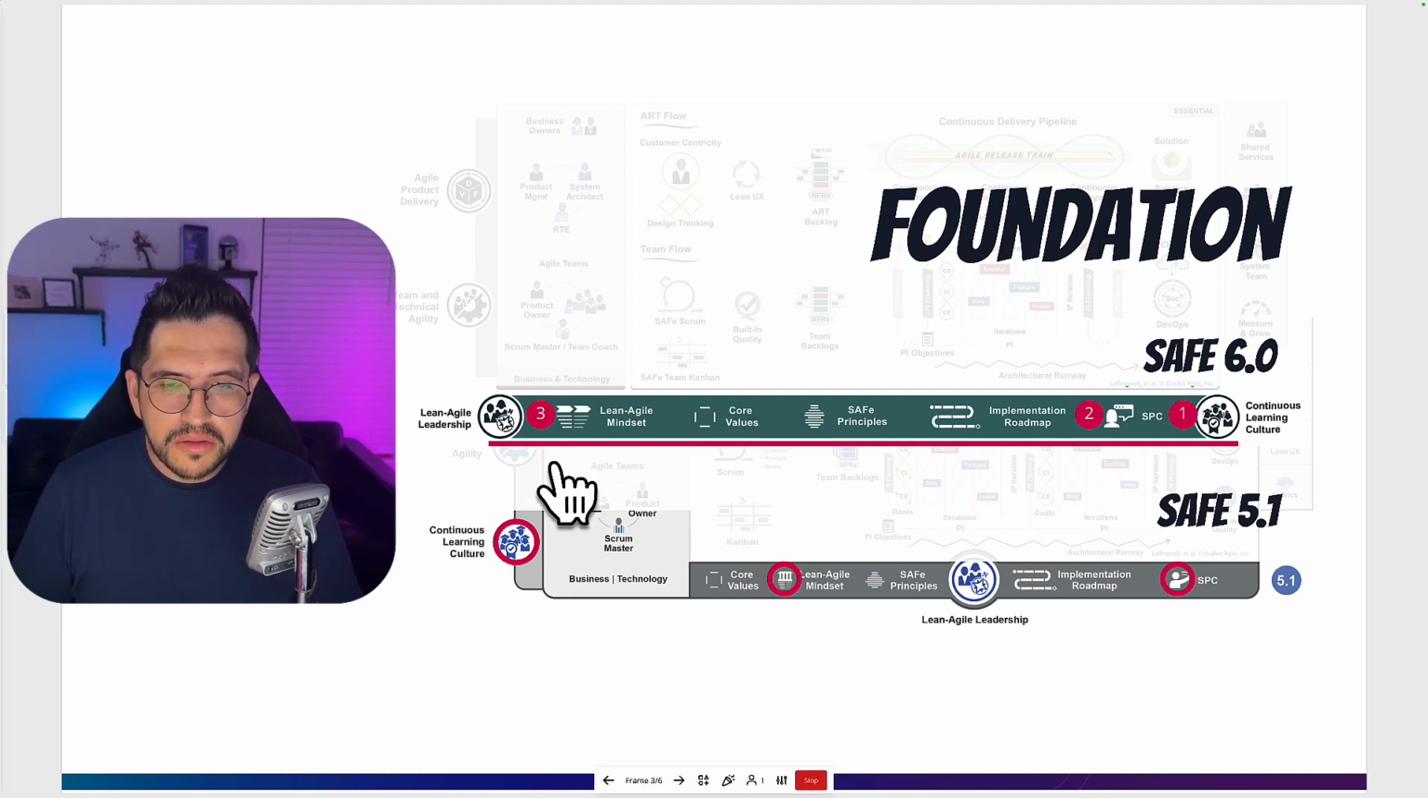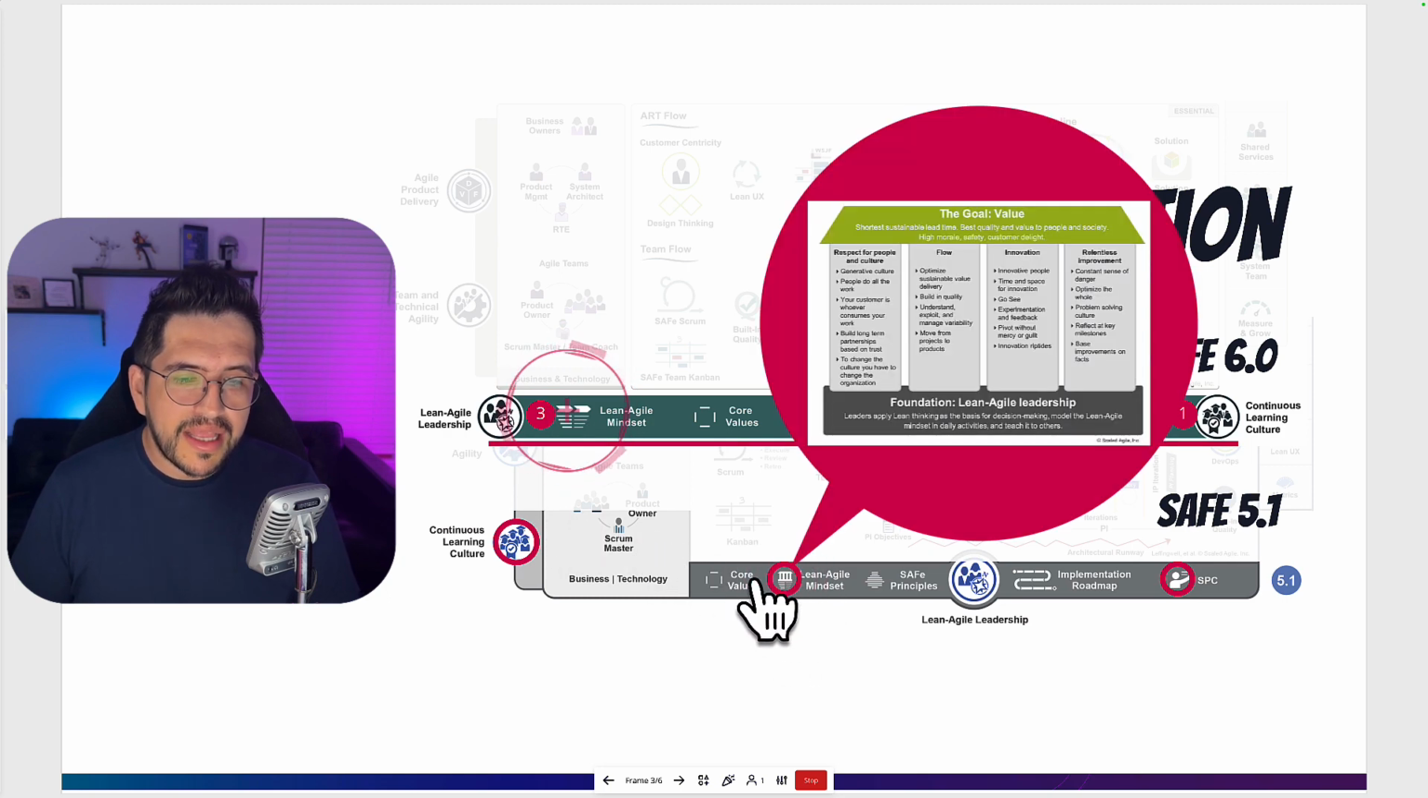Third change that I want to highlight here in the foundation is the icon for the Lean Agile Mindset. They moved it away from the old SAFe House of Lean that doesn't exist anymore.